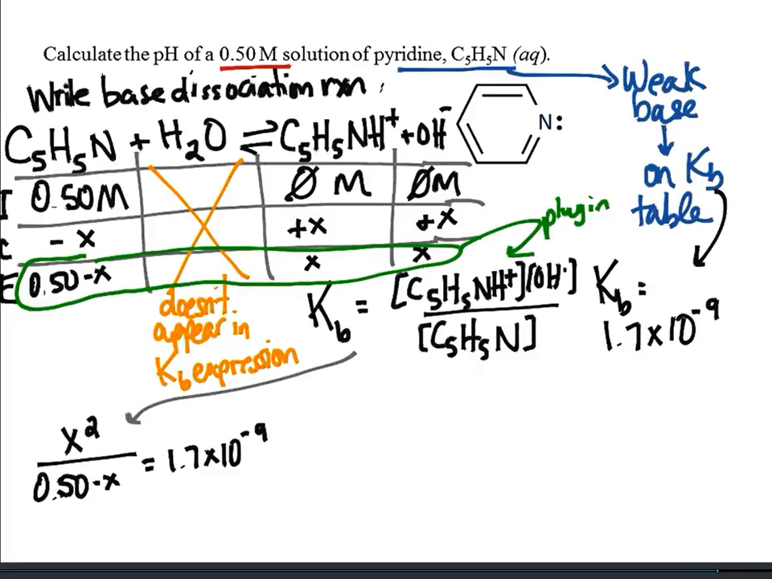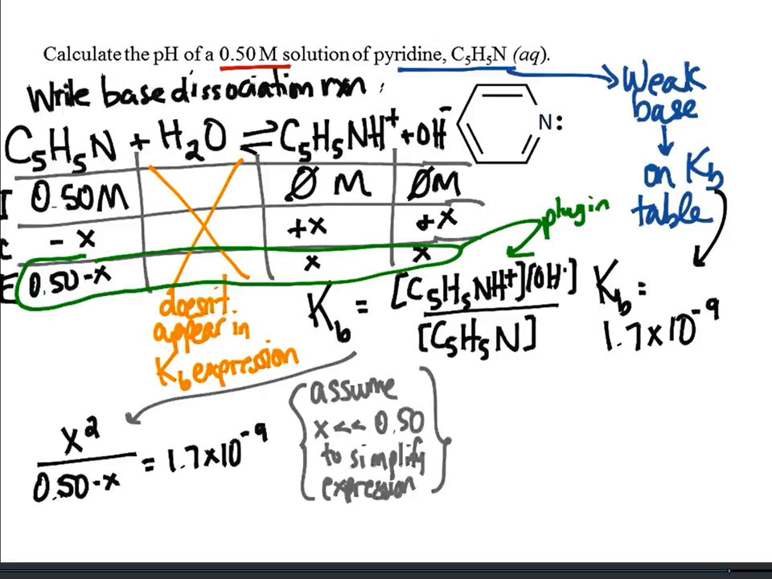We get x squared divided by 0.50 minus x equals 1.7 times 10 to the minus 9. At this point, we're going to assume x is negligibly small compared to 0.50. That will simplify the algebraic expression. You can certainly continue on and use the quadratic equation to solve for x. That would give you 2 perfectly correct roots for x, and only one of them is possible because one of them will end up being negative. However, it does simplify the algebra to make this assumption. And we'll talk later about how you'll know if that assumption is valid.